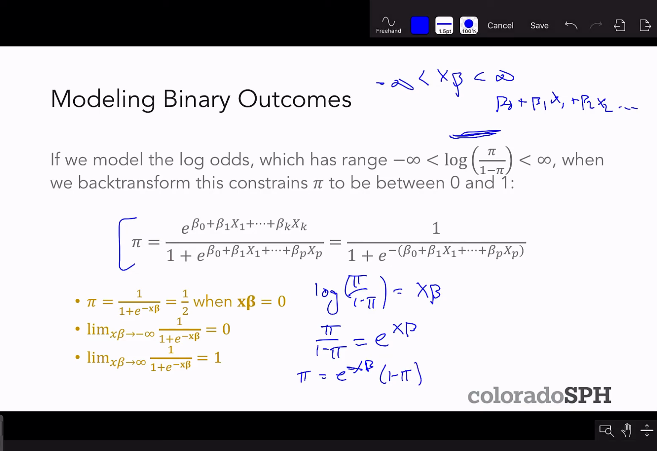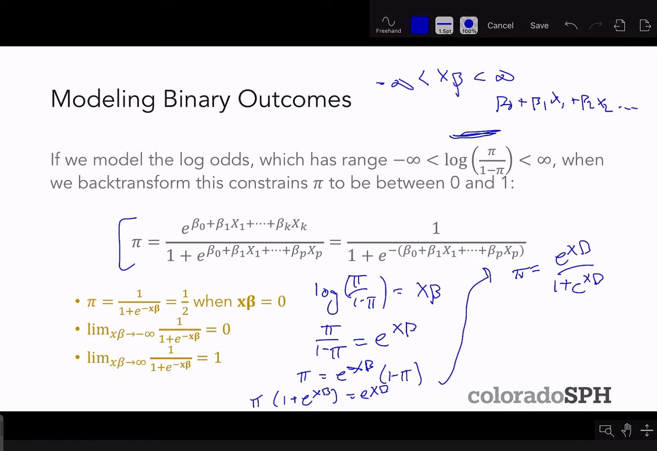Distribute that pi and move it to the other side. You get pi times 1 plus e to the x beta equals e to the x beta. Divide by 1 plus e to the x beta to get pi equals e to the x beta over 1 plus e to the x beta. And cool, that looks just like what we have in this first part of the equation here.